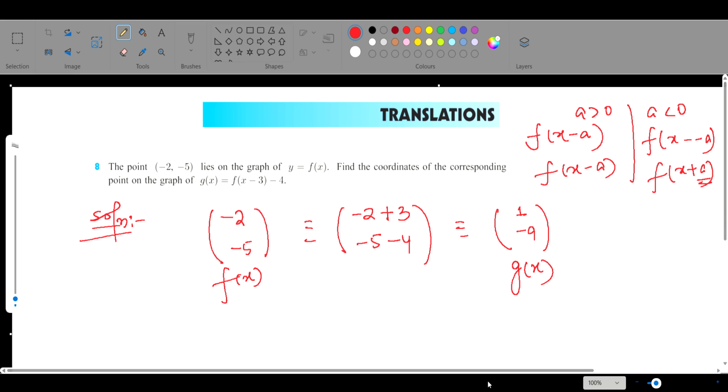1 over 9. No, no, no, not -1 over 9. It's positive. -2 plus 3, so it's positive 1, negative 9. 1 over positive 1 over -9. It's not over. It's technically the way of writing. It's actually representing the coordinate. It's positive 1 comma -9. Okay? Alright.